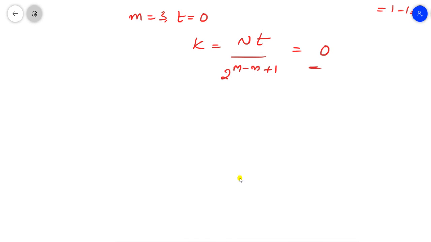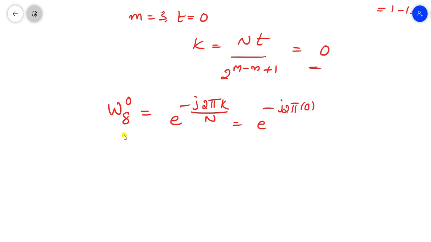Now we are going to determine the twiddle factors. So omega 8 whole to the power of 0 is equal to e to the power of minus j 2 pi k by n. So here, e to the power of minus j 2 pi, in the place of k its value is 0, so e to the power of 0, its value is equal to 1.